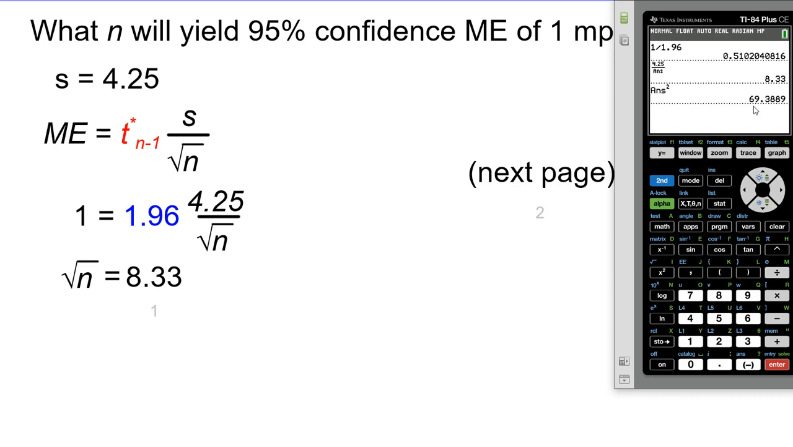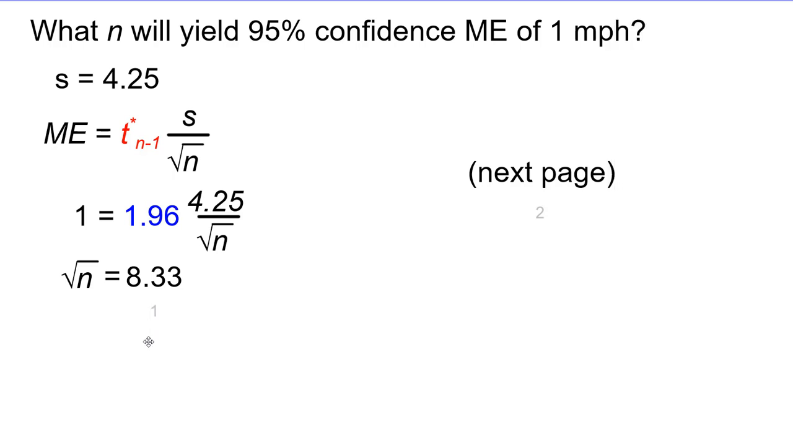Now this is the best case scenario if we were able to use a normal model, which we can't because we don't know the actual population parameters. This is what we're trying to estimate. So we would actually round up from 69 to 70, because we can't have a fraction of a person. And so in order to be guaranteed that we are less than 1, we would need to go up. Now that we have 69, we can actually find our t-star value.